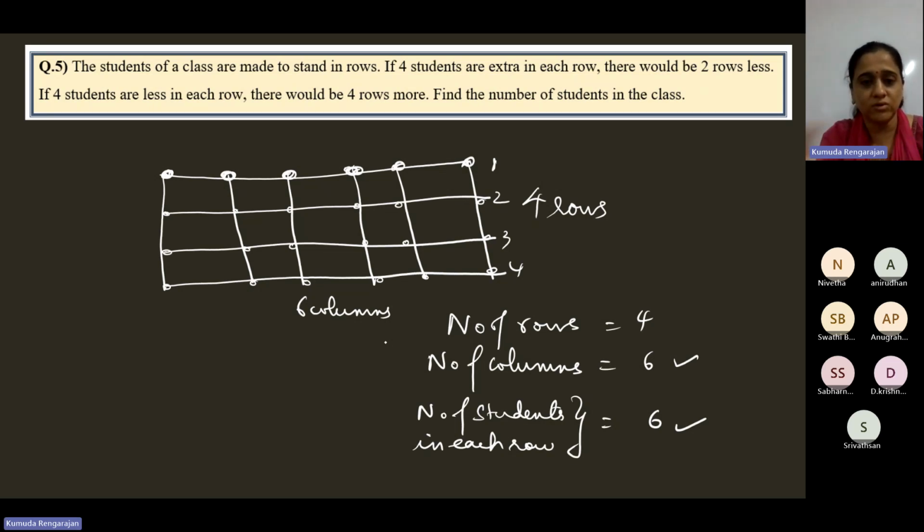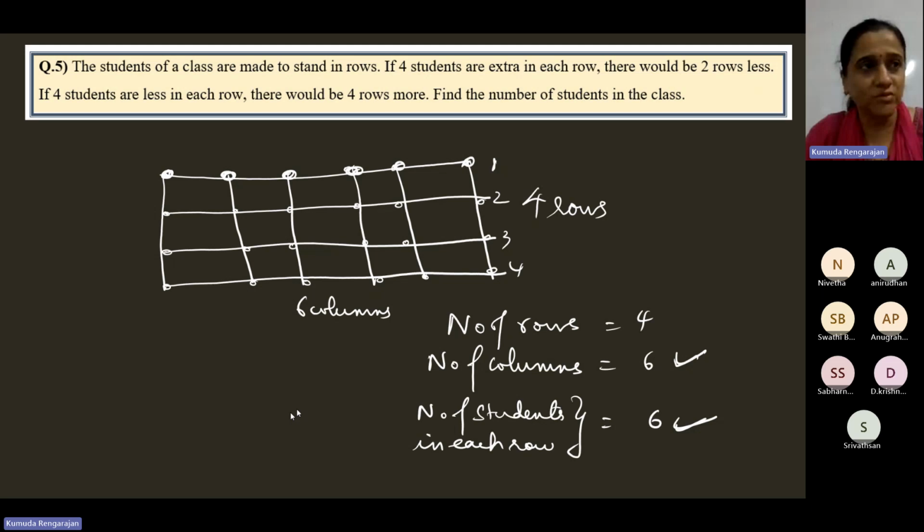Number of rows, 1, 2, 3, 4 rows. Number of columns, 1, 2, 3, 4, 5, 6. Number of students in each row? 1, 2, 3, 4, 5, 6 students in every row. We are getting this answer 6 for 2 questions. How many columns? 6 columns. How many students in each row? 6 students. So they're the same. The number of columns is the same as the number of students in each row. The number of rows is different.